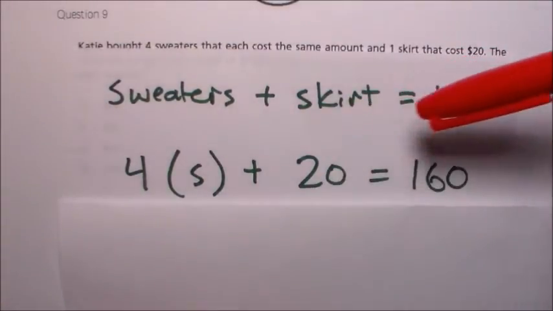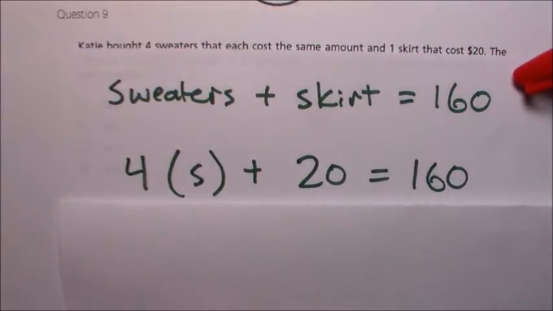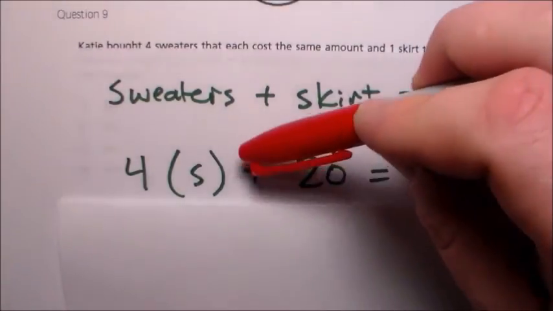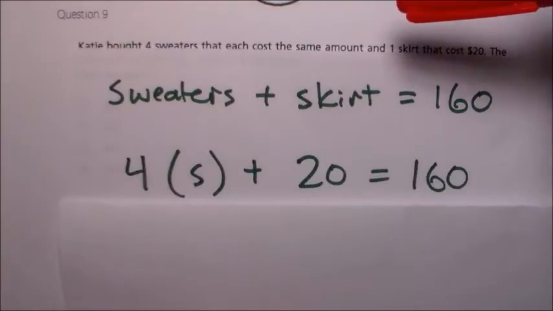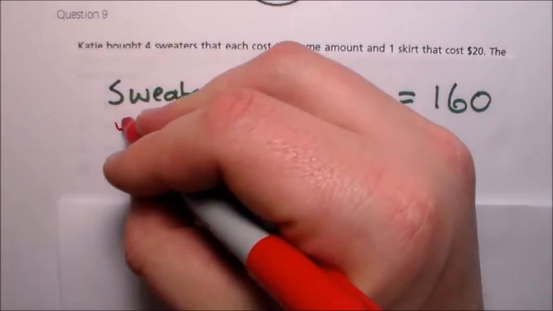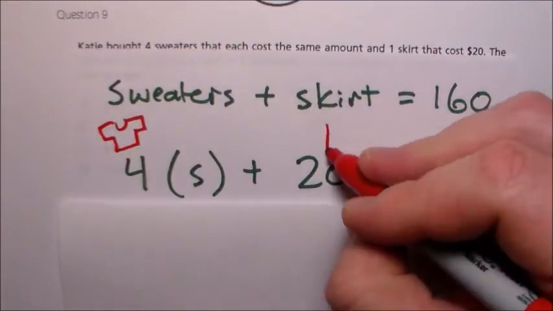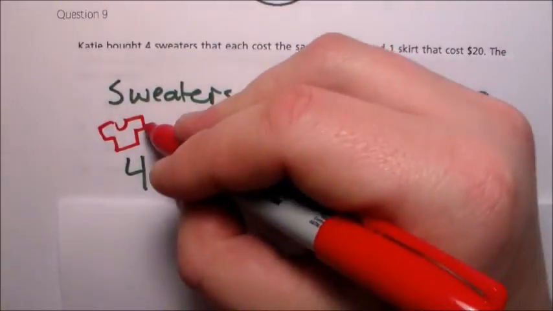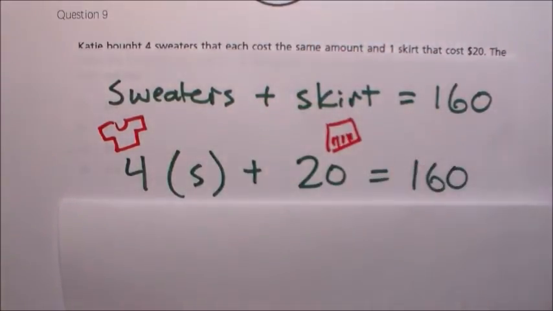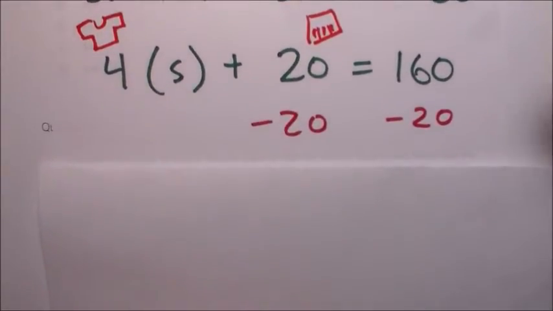I think this is the hard part about this problem, just getting to this step. Once we're at this step, we're going to be pretty successful. But actually getting to this step isn't that complicated if you just take your time, read the problem as many times as you need to understand what's going on. You have 4 sweaters. You can draw them out if you want. That's 4 sweaters, 1 skirt, and we have this times 4, that times 1, that's 20 bucks. You get to 160. So what do we do now? Just subtract 20 from either side.